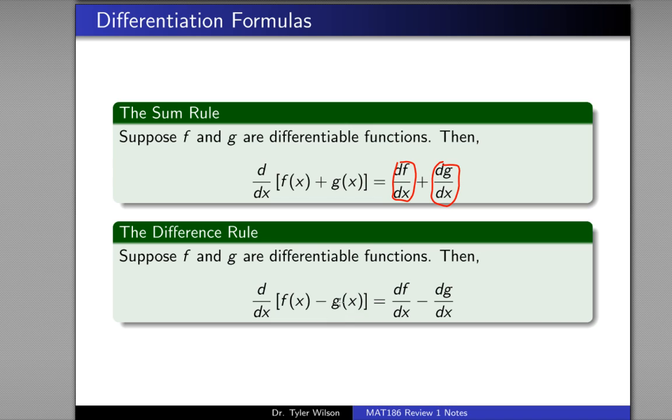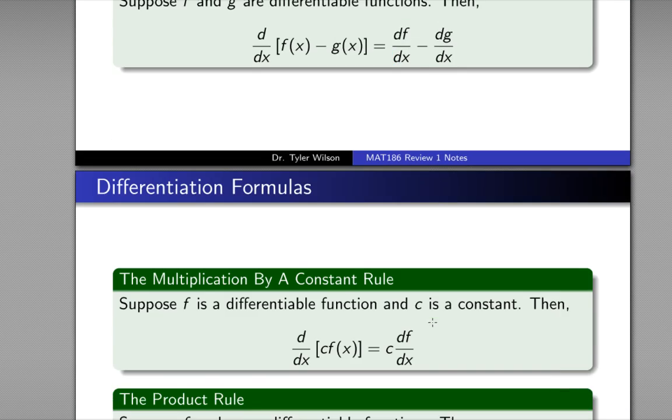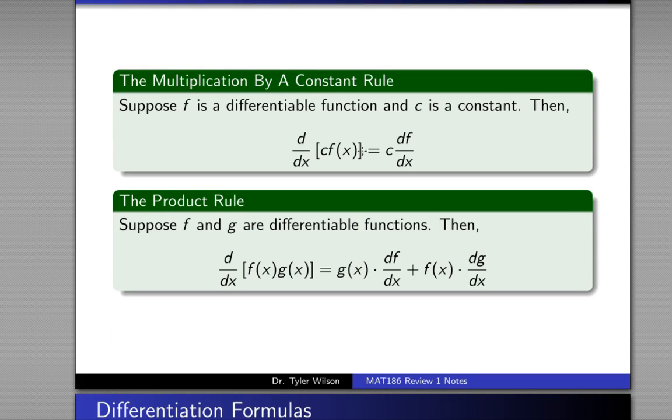Same with subtraction. So if you have two functions subtracting each other, you can do the derivatives independently and then subtract them. That's no problem. If you have a constant times a function, like say 7 times cos x, well, you could just take the 7 outside of the derivative and just do the derivative of cos x if you want, and that'll give you the exact same thing. Here's the product rule.